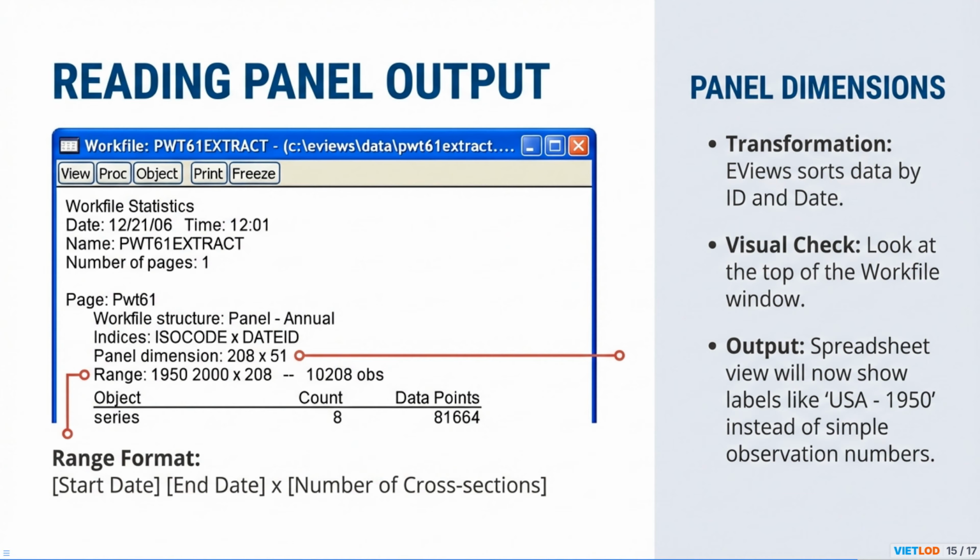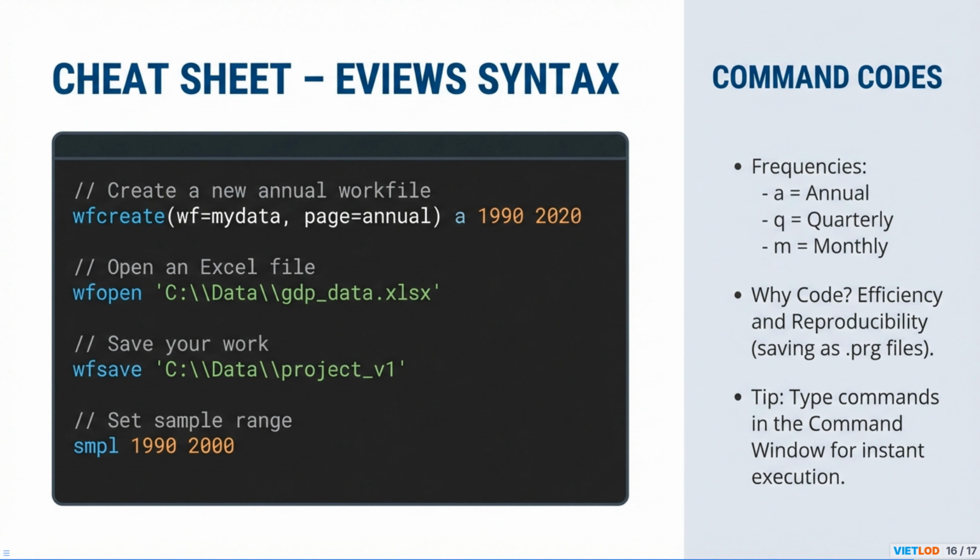This slide details how to interpret panel output in EViews, focusing on the Workfile dimensions. As you can see from the EViews window on the left, this is a panel workfile named PWT61EXT. It's structured as panel annual, with indices of ISO code for cross-sections and date ID for time. The panel dimension is specified as 208 entities by 51 time periods. This means the range is from 1950 to 2000 across 208 cross-sections, totaling 10,208 observations. The range format for panels is generally given as start date, end date, X number of cross-sections.